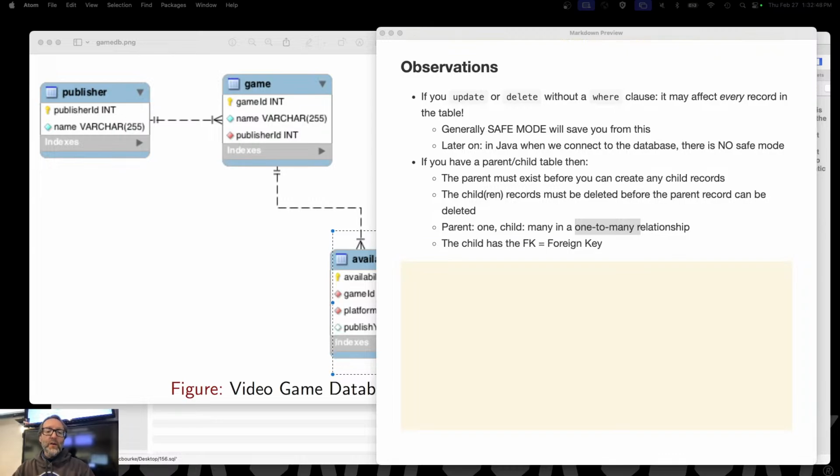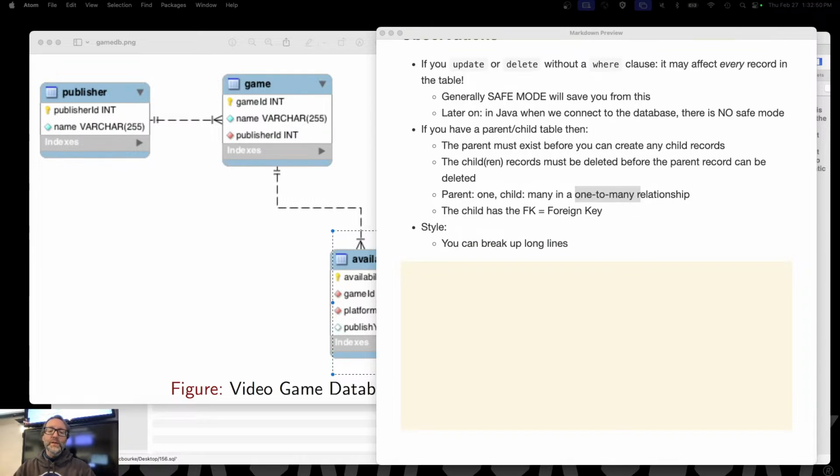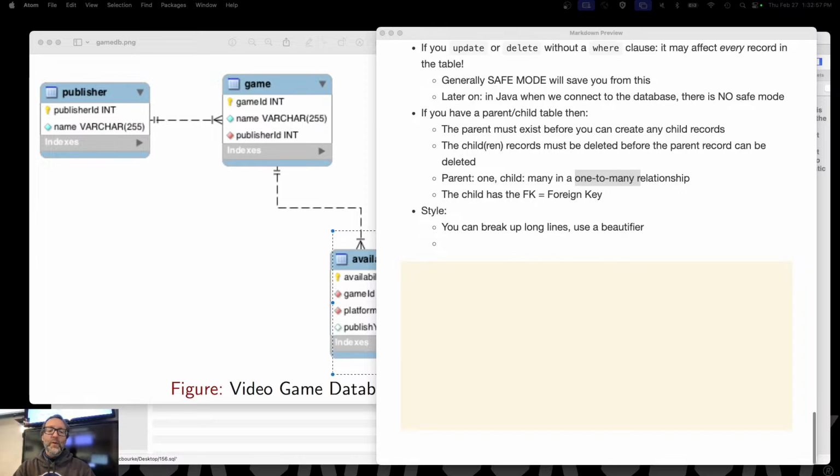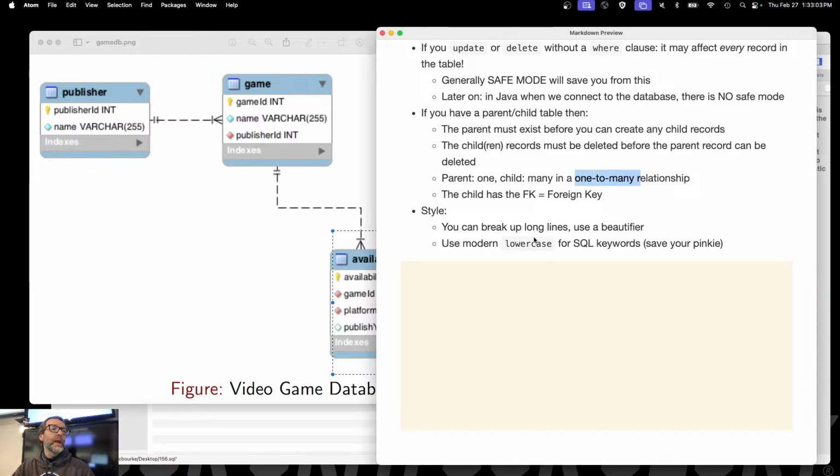As far as style goes, remember that you can break up long lines. You can use a beautifier if you wish. We're not going to make you go that far, as long as you're consistent about it, right? And then also you can use the modern lowercase convention for SQL keywords, right? Save your pinky so you're not typing so much.